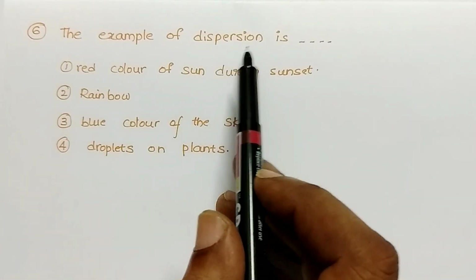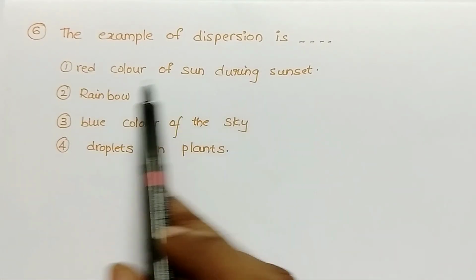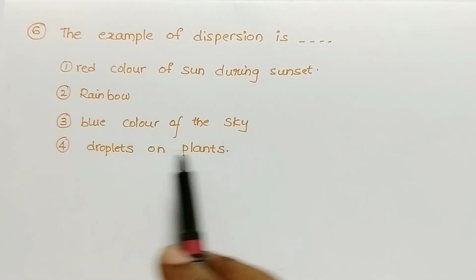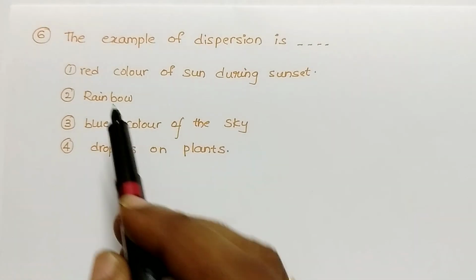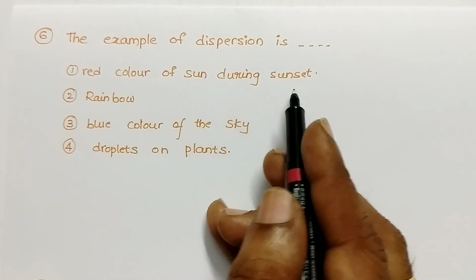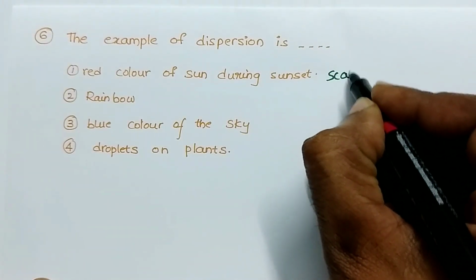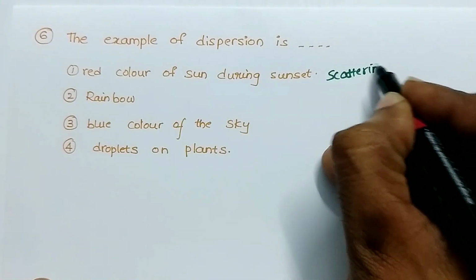The example of dispersion is red color of the sun during sunset, rainbow, blue color of the sky, droplets on plants. So red color of the sun during sunset is the example of scattering of light.